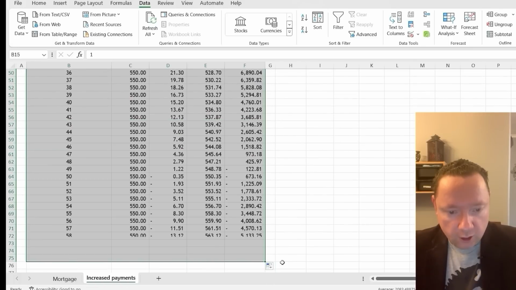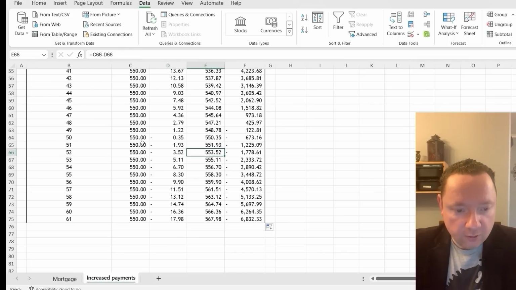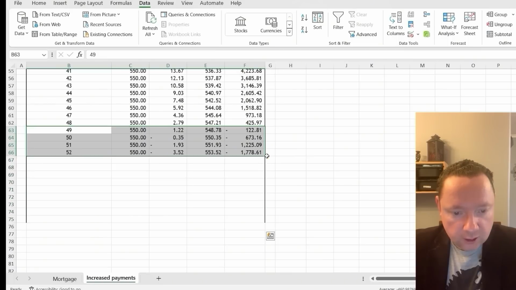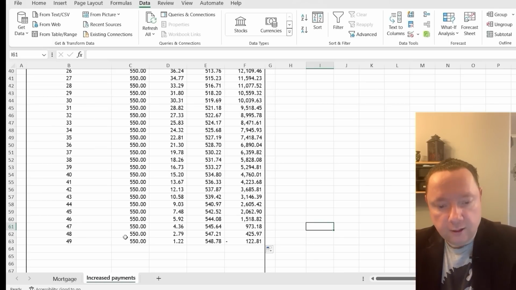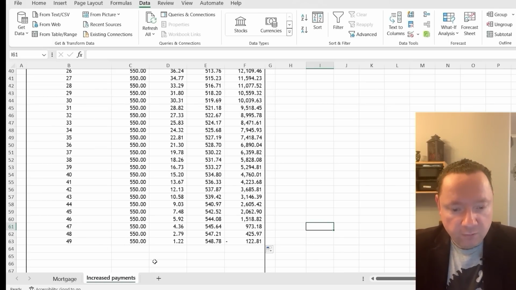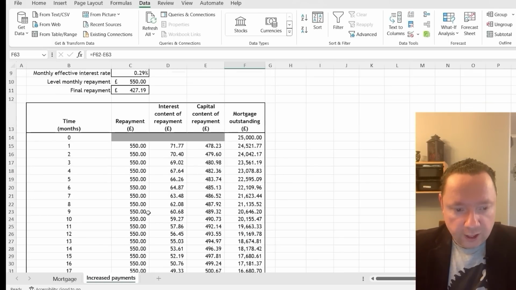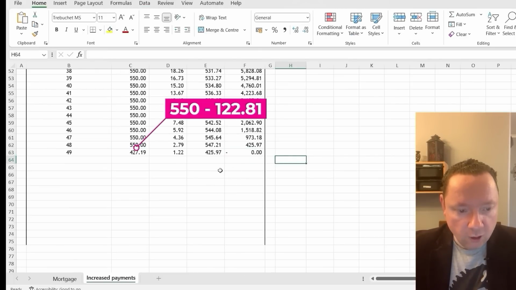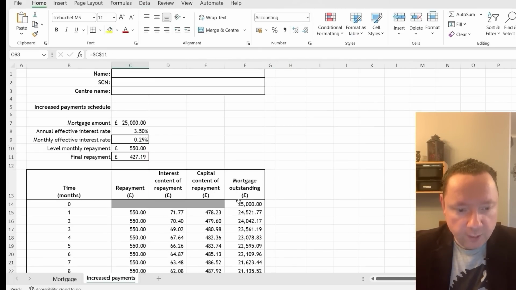You're going to have to keep doing it until you can actually see that after that amount, we've gone too far, because you're starting to get minuses. So we can just take them away, and that means that the repayment in month 49 is just 427.19, and you'll get your 0 there. So there you go, 427.19 is the final repayment amount.